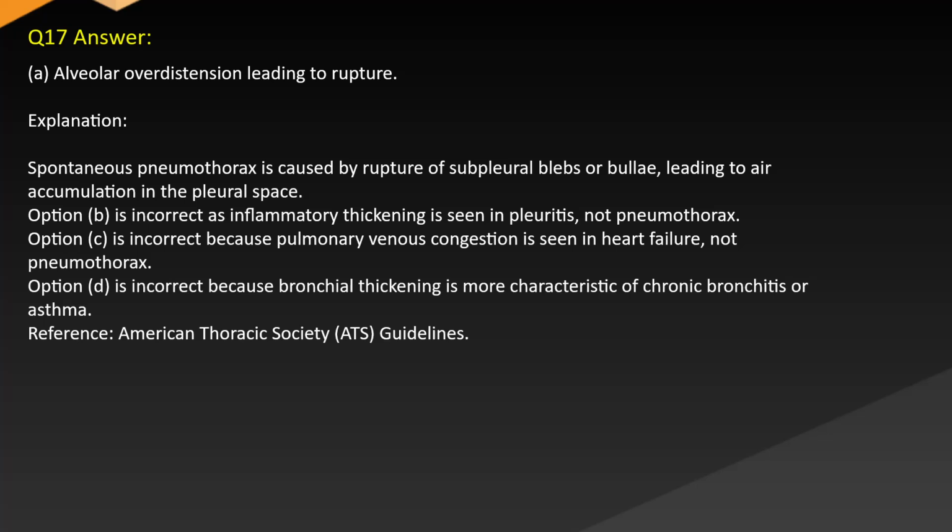Option B is incorrect as inflammatory thickening is seen in pleuritis, not pneumothorax. Option C is incorrect because pulmonary venous congestion is seen in heart failure, not pneumothorax. Option D is incorrect because bronchial thickening is more characteristic of chronic bronchitis or asthma. Reference: American Thoracic Society, ATS, guidelines.